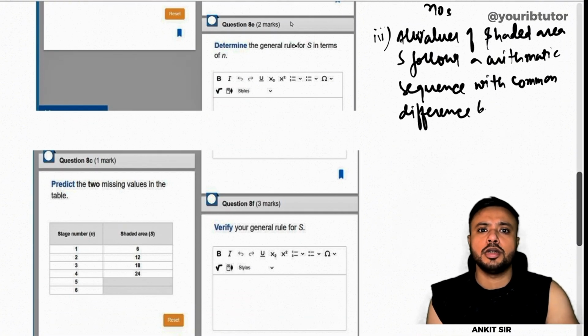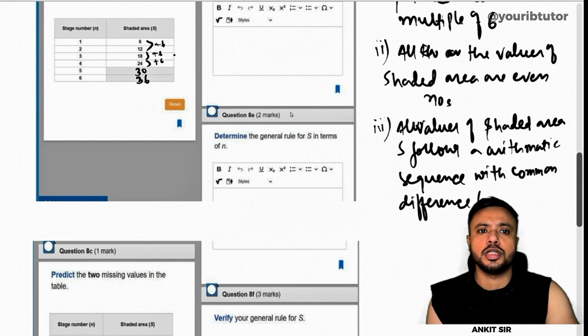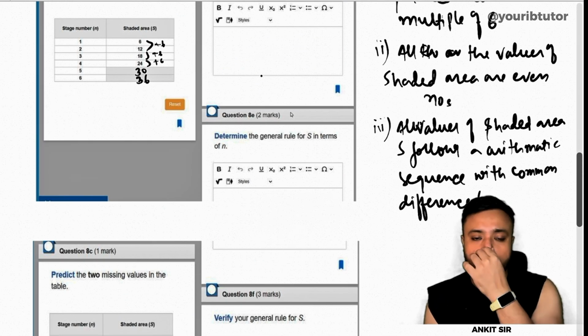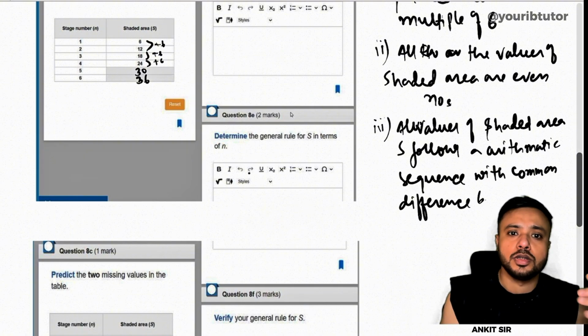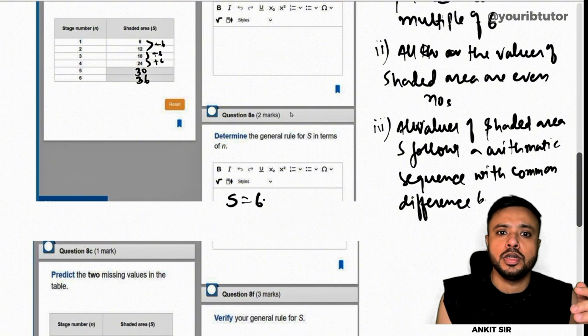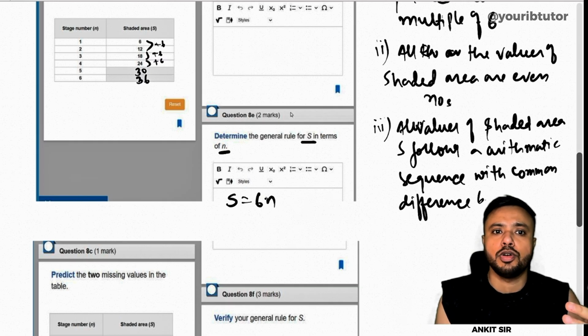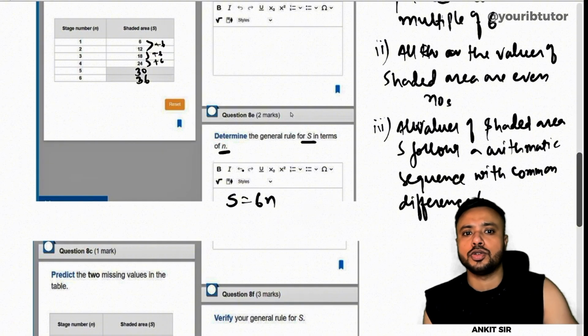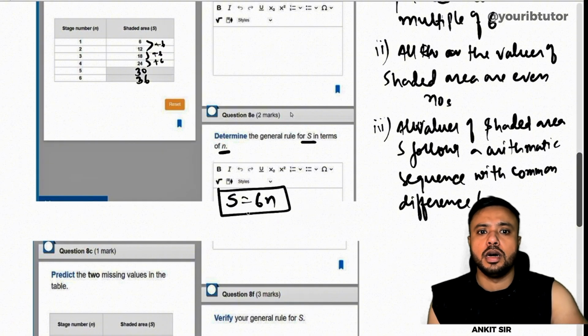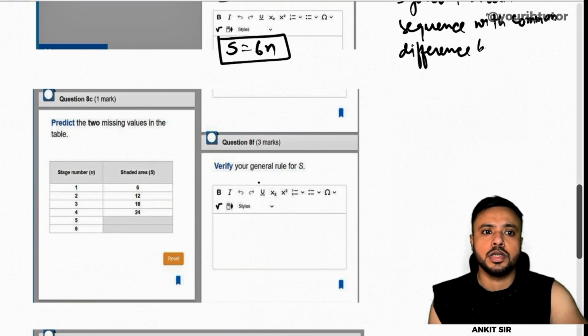So next question is determine the general rule for S in terms of n. Since it's an arithmetic sequence, we will find the general rule using the arithmetic formula. When you do that, you will get S is equal to 6n as the general rule, because they're asking for the rule for S in terms of n. So S is 6n, because if you put n equal to 1, you will get 6. If you put n equal to 2, you will get 12. N equal to 3, you will get 18, and so on. So S equal to 6n is the general rule for this particular sequence.